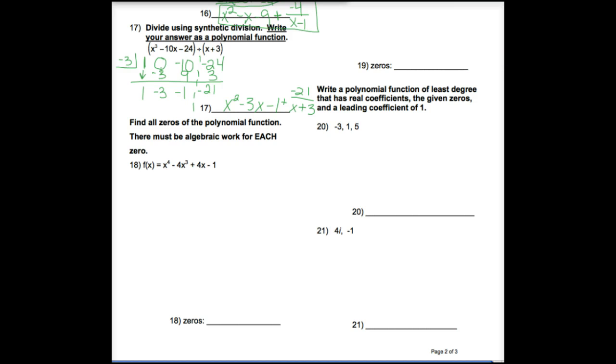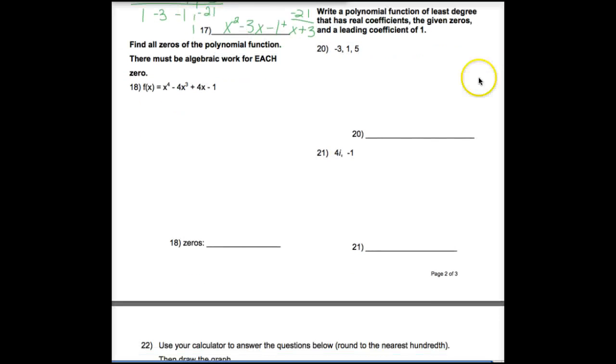All right, find all zeros of the polynomial function. So first thing I do is I list my possibles. In this case, the factors of my constant are my p, and the factors of the leading coefficient are my q. Factors of negative 1 are just positive and negative 1. Factors of q, well, q is 1, 2. So that means my only possibles are positive and negative 1.